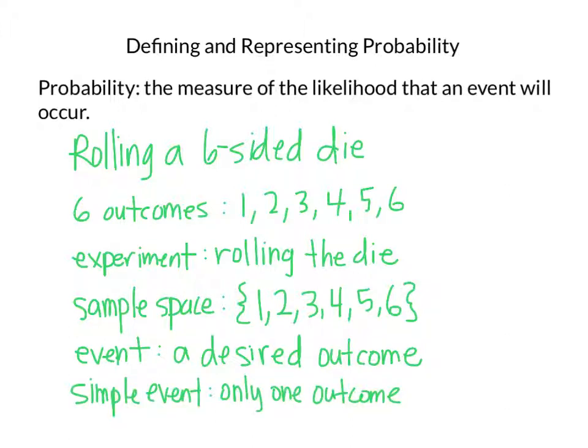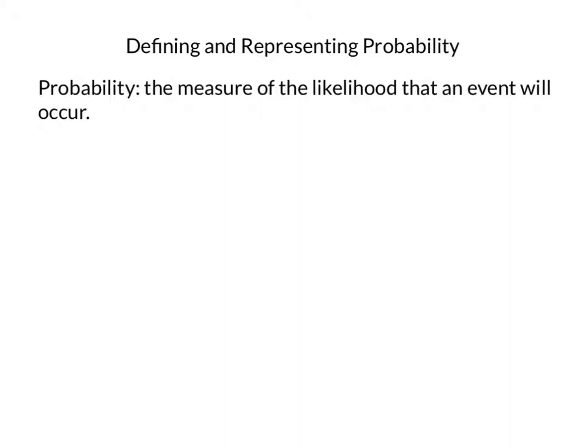And a simple event is when there's only one outcome, like what's the probability of rolling a 5? Whereas an event can be a whole group. What's the probability of rolling an even? And so there you have 3 possible outcomes, whereas the probability of rolling a 5, there's only one possible outcome, the 5. So let's do a few of those.